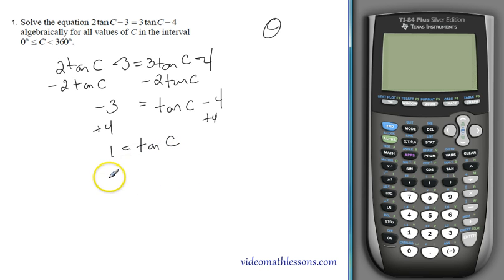Now, what I'm going to do is use my calculator. What you need to notice is this is a positive 1. And that's actually going to come up with the ASTC, all students take class: all positive, sine positive, tan positive, cosine positive. So this is a positive one, so that's telling me it's in quadrant 1 and 3. And what we're going to do is find the reference angle.